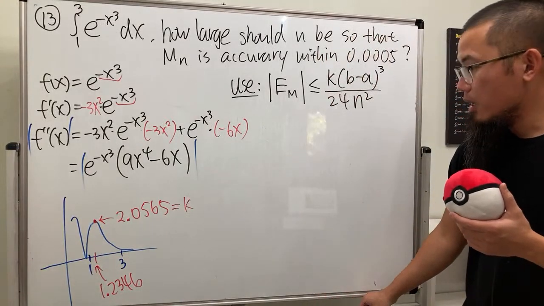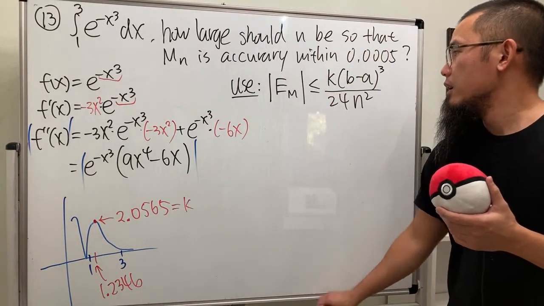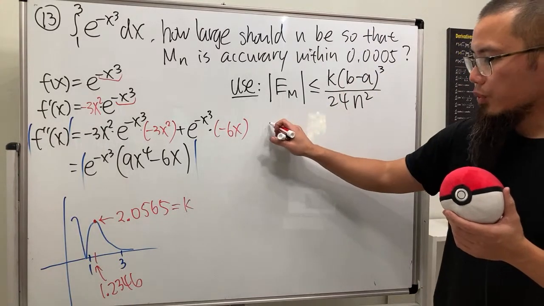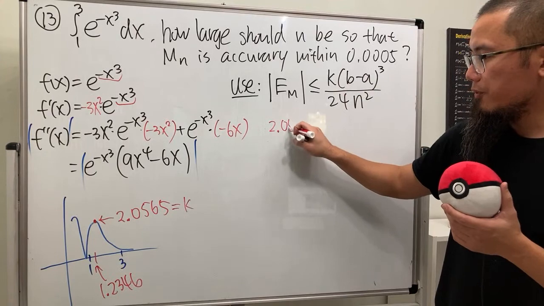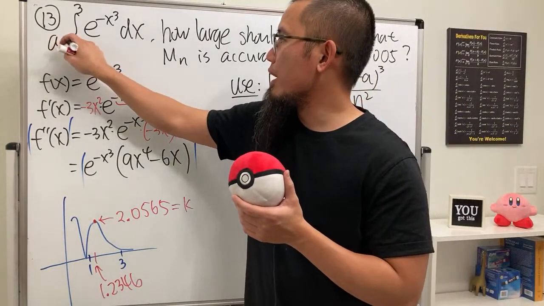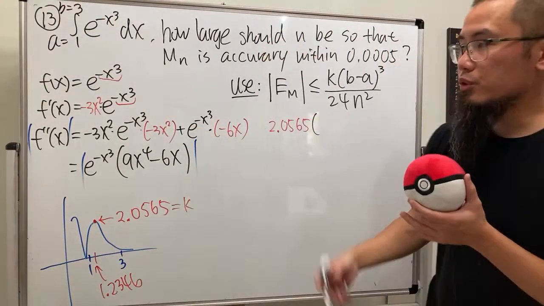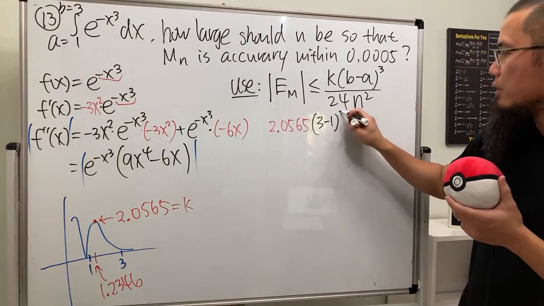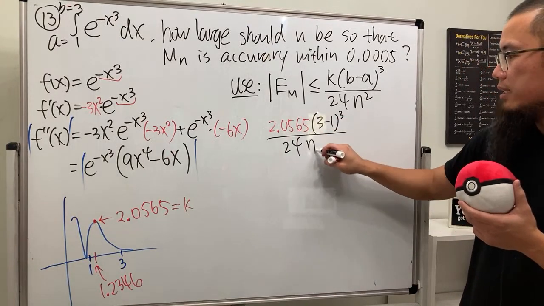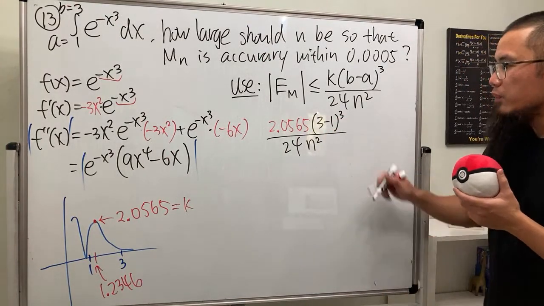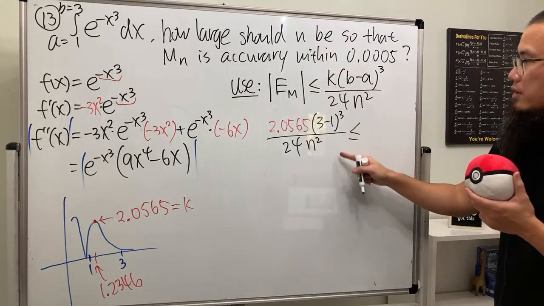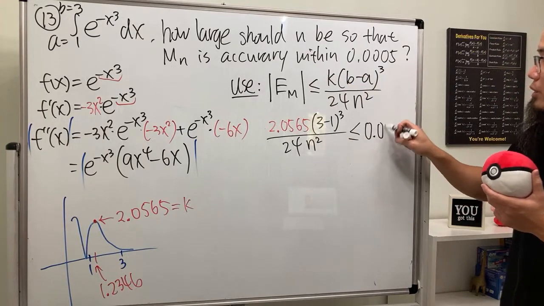All right. So now, this is the error bound formula. This is what the k is. So just plug in here. So we have 2.0565. And then the integral is going from a to b. So just plug in. So we have 3 minus 1 to the third power over 24. And we don't know n yet, so square that. And we want this to be less than or equal to, because it says within, that, which is 0.005.